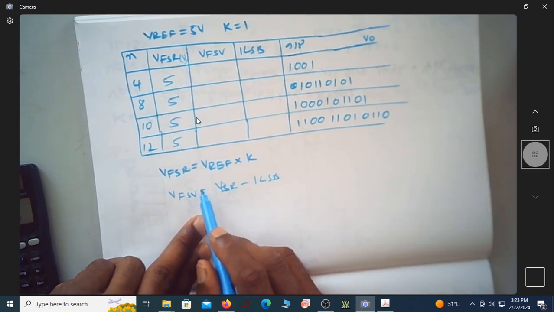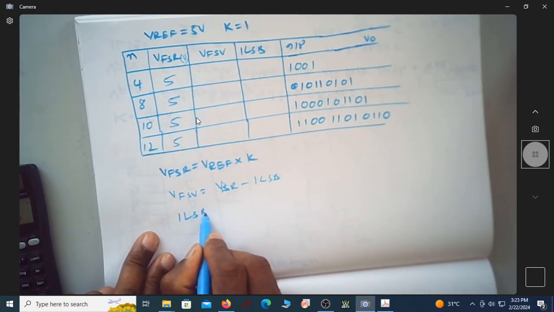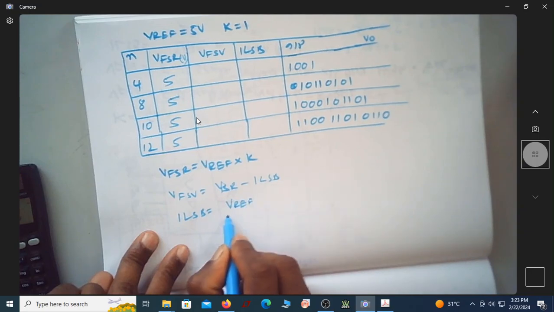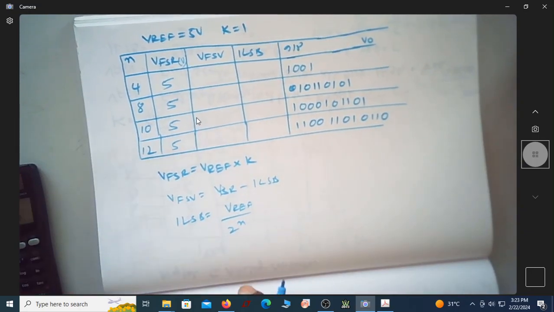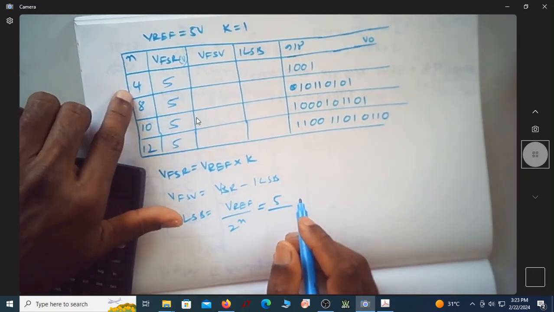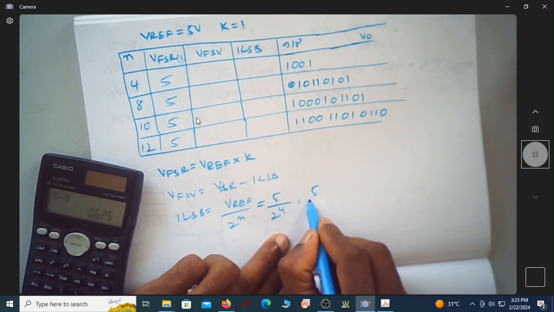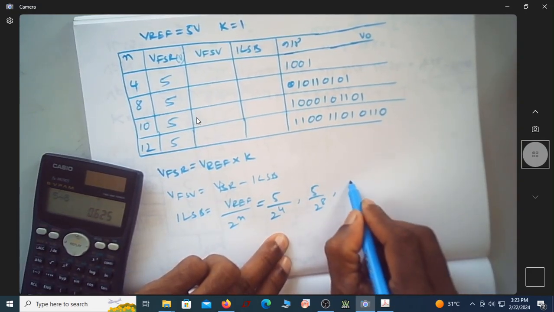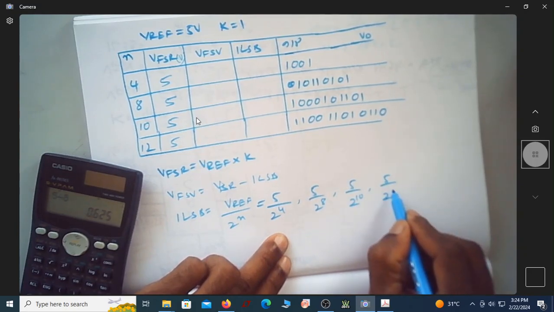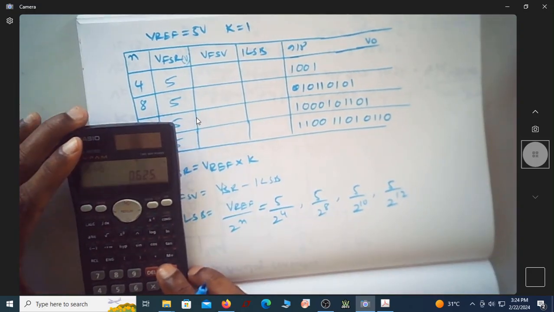So before we find this, we need to know what is 1 LSB for each of the cases. So 1 LSB is given by V reference divided by 2 power n. So we know V reference is 5 here. So we have different values of n. So let us find it for 5 by 2 power 4 and then 5 by 2 power 8 and then 5 by 2 power 10. The other one is 5 by 2 power 12. So these are different LSB values.